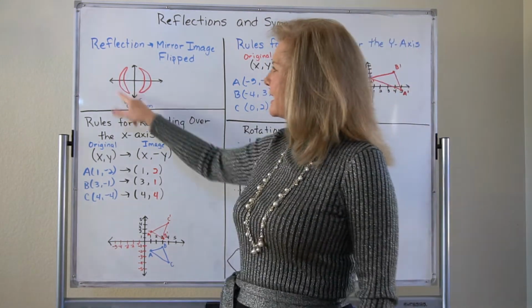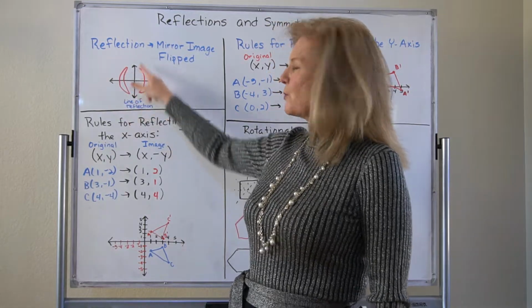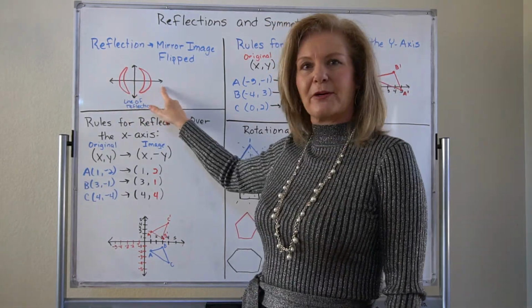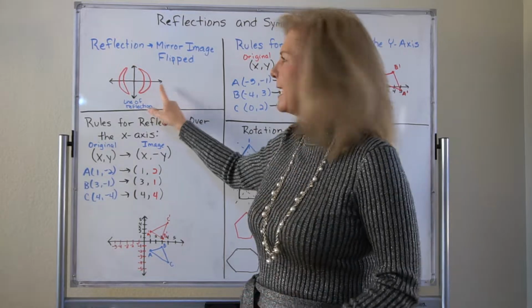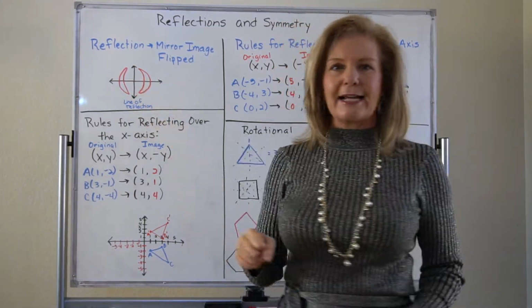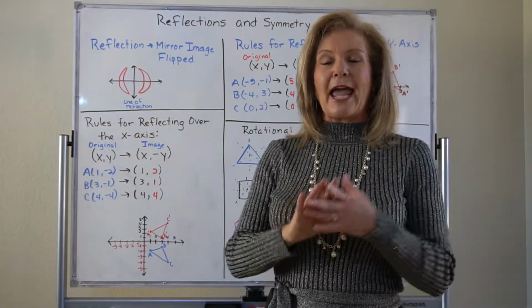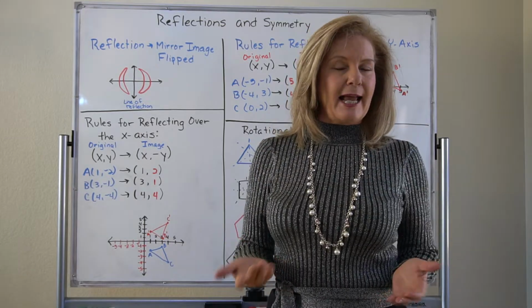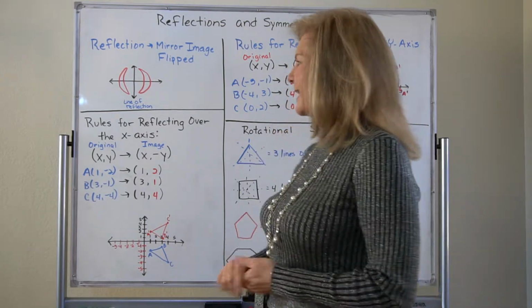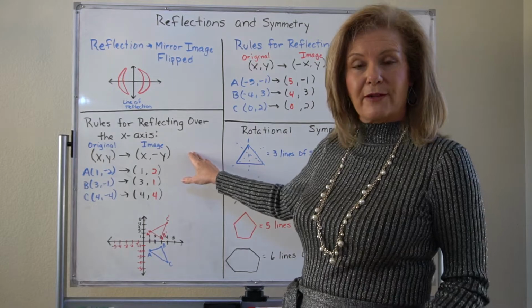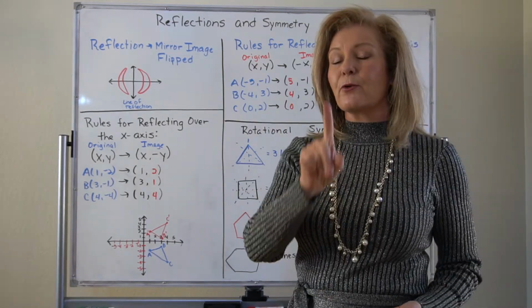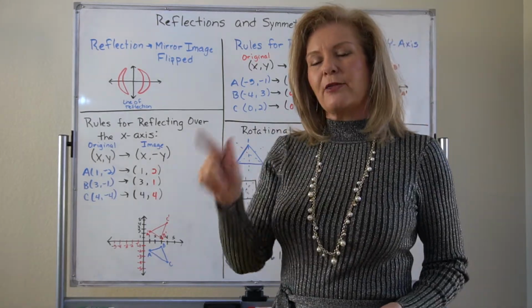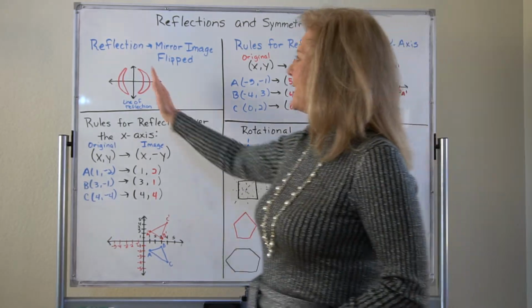So if I started here and I looked through this line, its reflection would be the opposite. And this line is called a line of reflection. So every object that we're going to work with today is going to be flipping. Now, we also have rules for the flip, but it depends over which axis on the coordinate plane that we're flipping. We have an option.